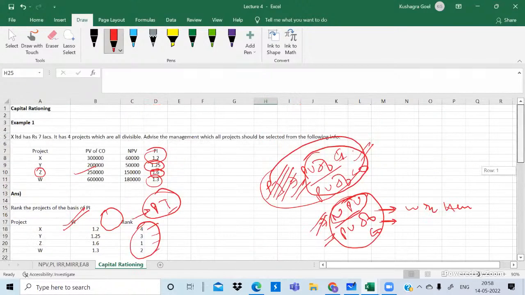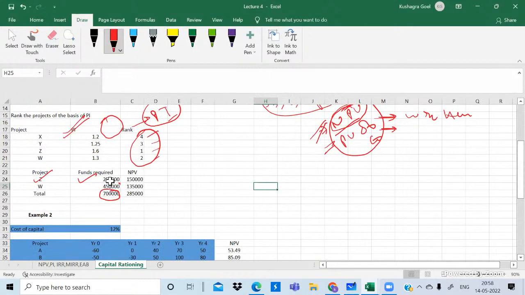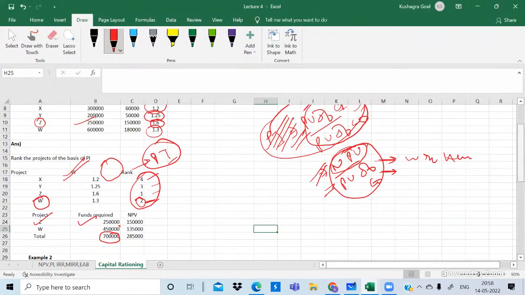So again, the question says I have only 7 lakhs. So the total amount of money that I have is 7 lakhs, out of which I've already used 2.5 lakhs, which means I can still use 4.5 lakhs. So let's go to the project with the second rank, which is project W. And for project W, how much investment is required? For project W, I need 6 lakhs. But I don't have 6 lakhs. I have only 4.5 lakhs because that's my balancing figure, which is nothing but 7 lakh minus 2.5 lakh.